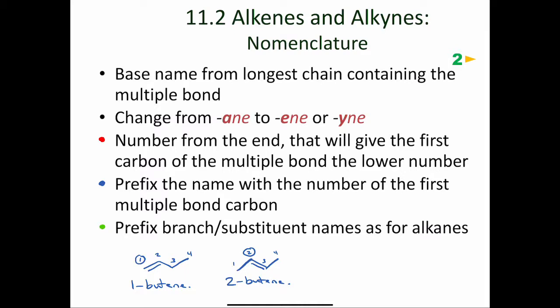Lastly, we list our branches or substituents the same way we did for alkanes. So for this alkene that I have drawn in green, we see the longest carbon chain containing that double bond is 1, 2, 3, 4. This must be a 2-butene, but we also have this methyl group up here. So this would be 2-methyl-2-butene.